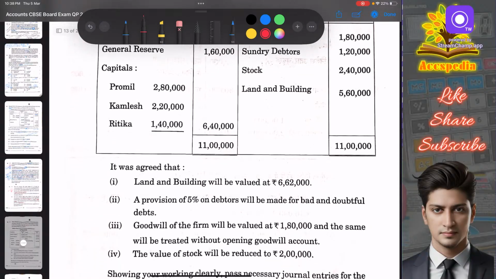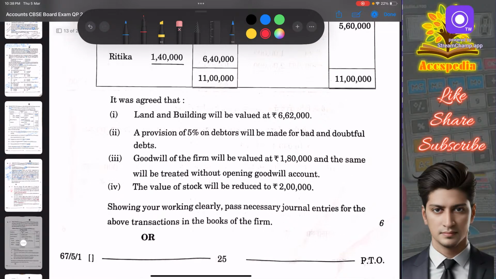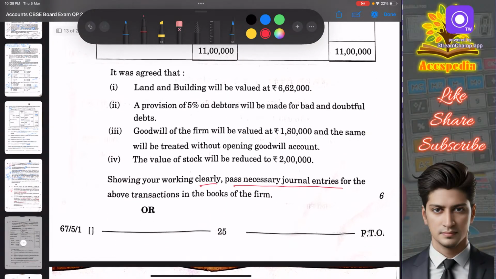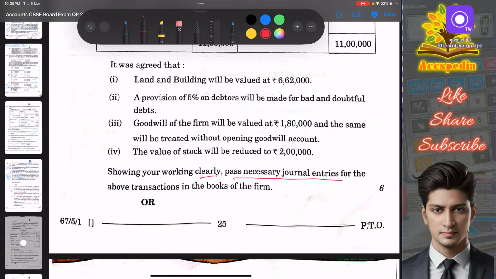So what they are asking us to do: show the workings clearly, pass necessary journal entries. Don't read the full sum for these journal entries. I will tell you some order to pass journal entries. You just follow those orders.